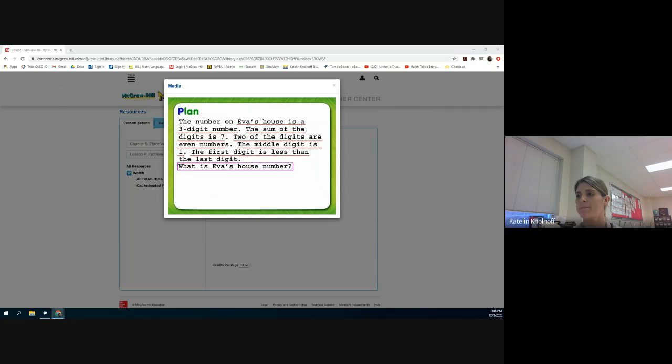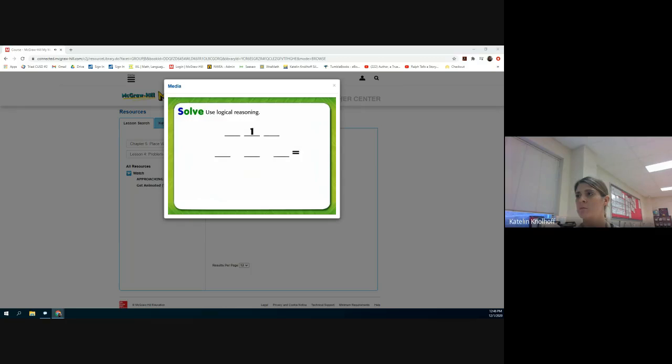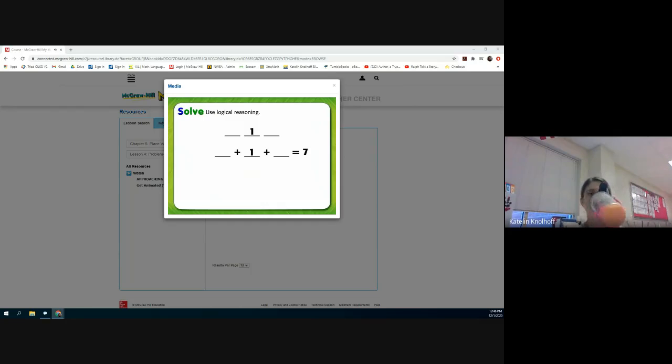Now we need to make a plan. We can solve the problem by using logical reasoning. Let's solve the problem. We know the middle digit is 1, so we can put a 1 in the middle spot. We know the sum of the digits is 7, and that one digit is 1. 7 minus 1 is 6. The sum of the first digit and the last number must equal 6.